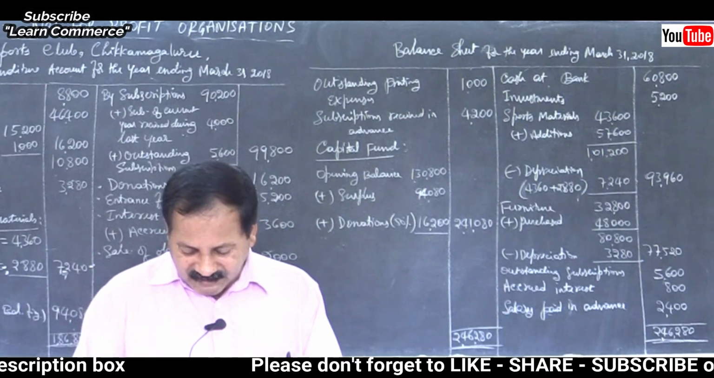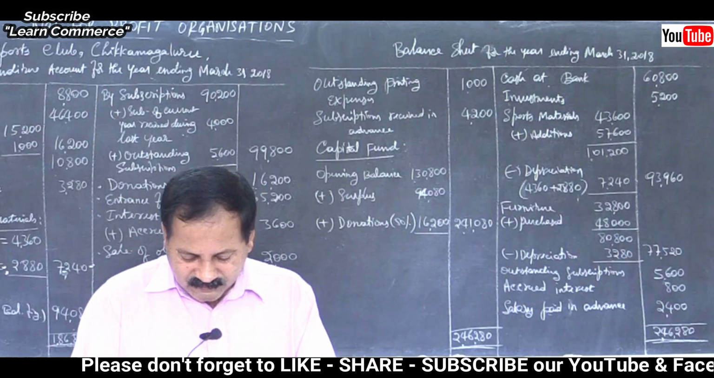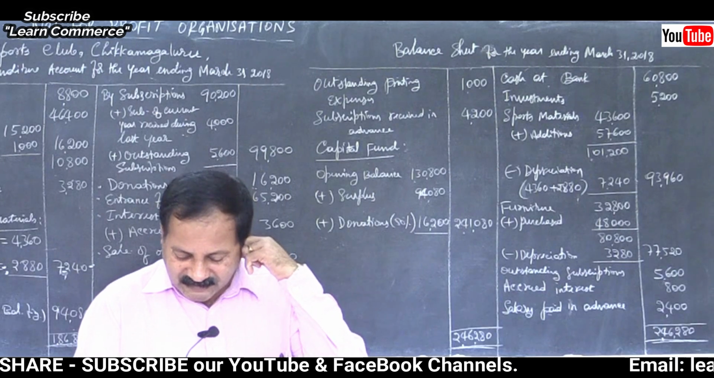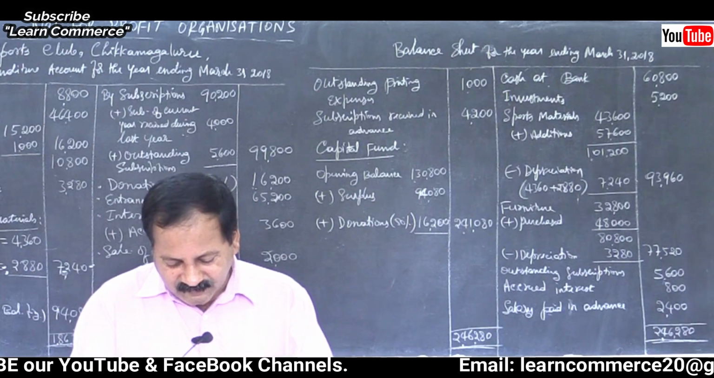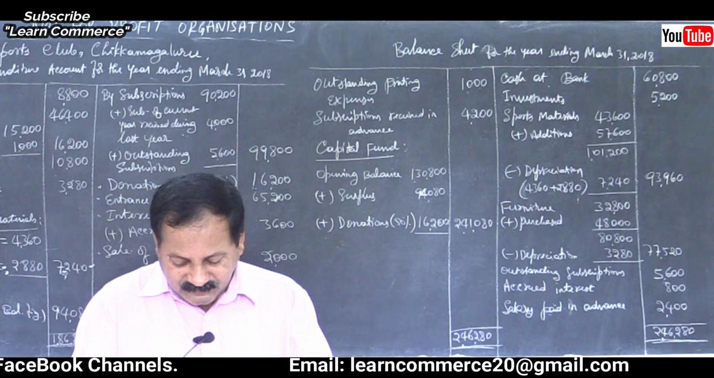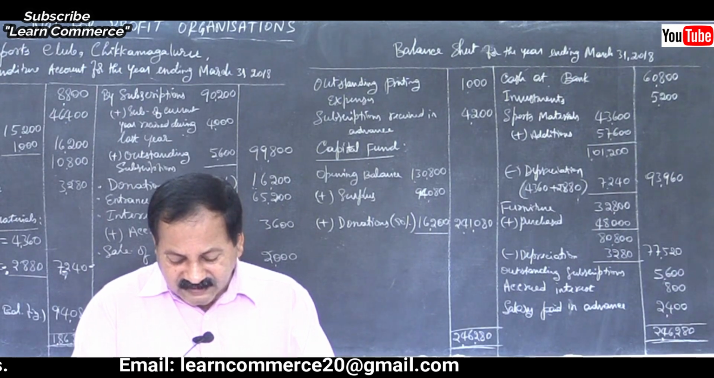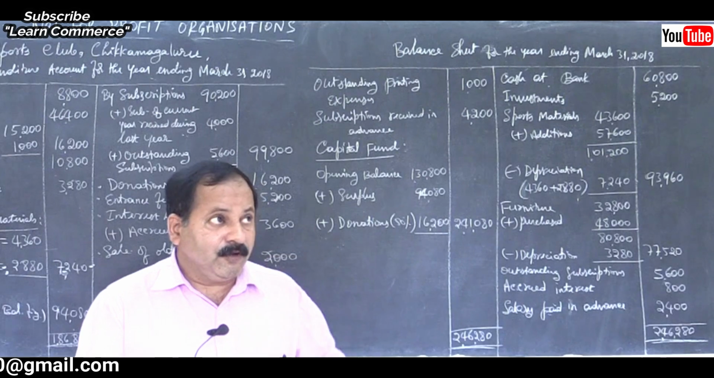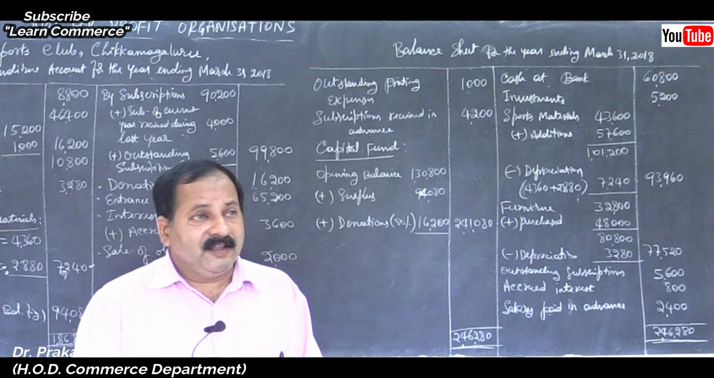Last problem I am taking now, that is example 5, practical oriented questions, page number 18. Take this as an assignment problem. Classify the following into revenue and capital item.